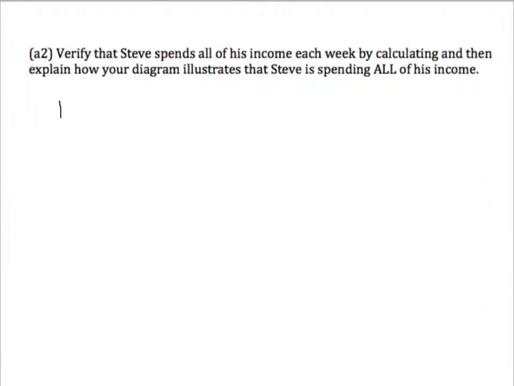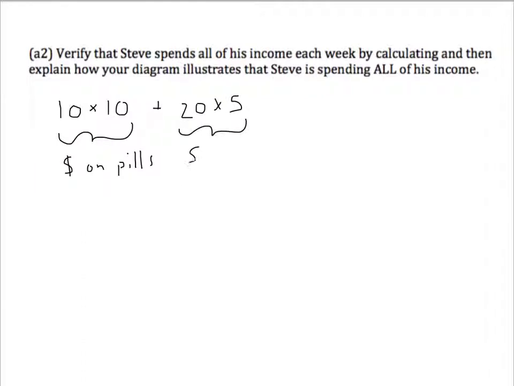So you know the price of pills is 10, and he bought 10 pills. So this is spending on pills. And we also know that the price of shots was 20, and he bought 5 shots, so this is dollars spent on booze. And sure enough, 10 times 10 is 100, plus 20 times 5 is 100. This adds up to $200. So Steve did spend his entire $200 a week income.